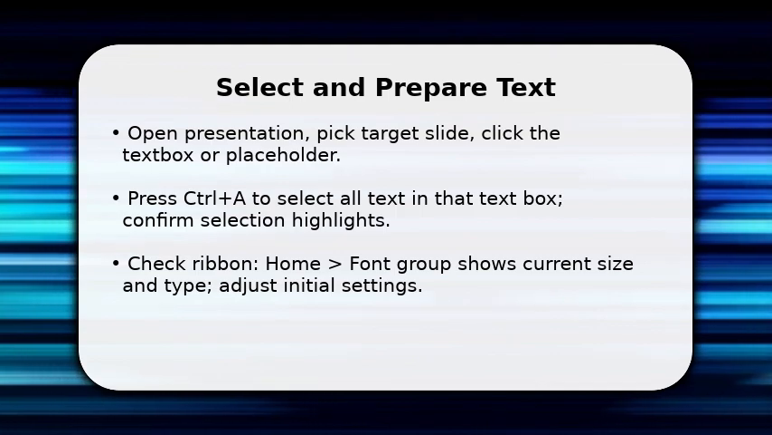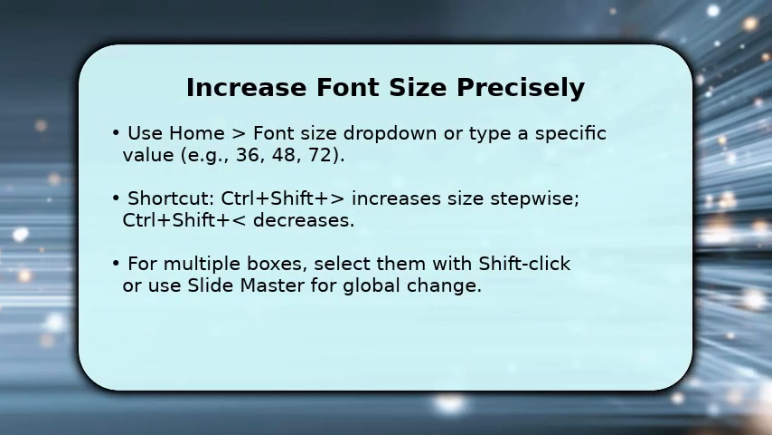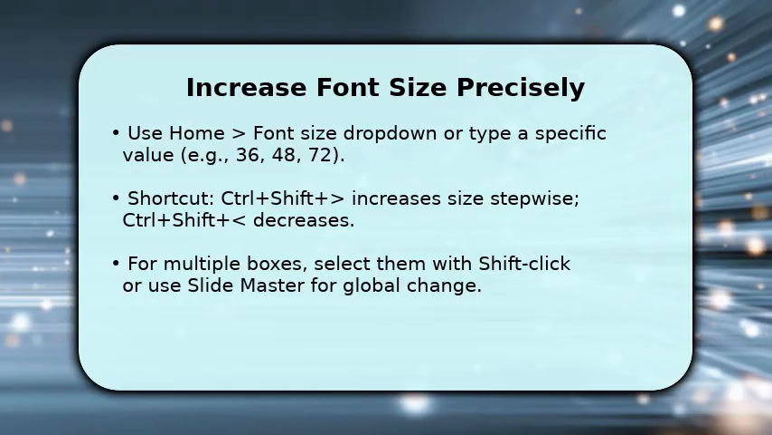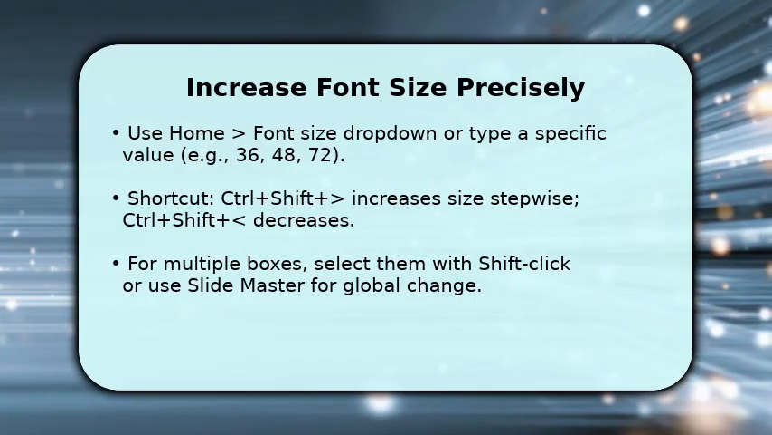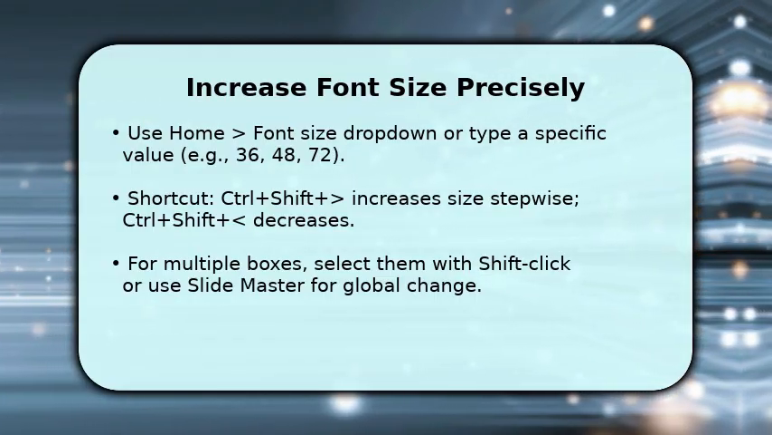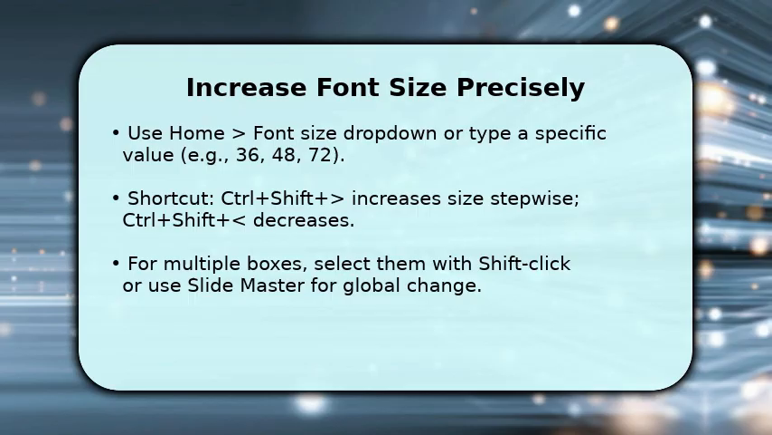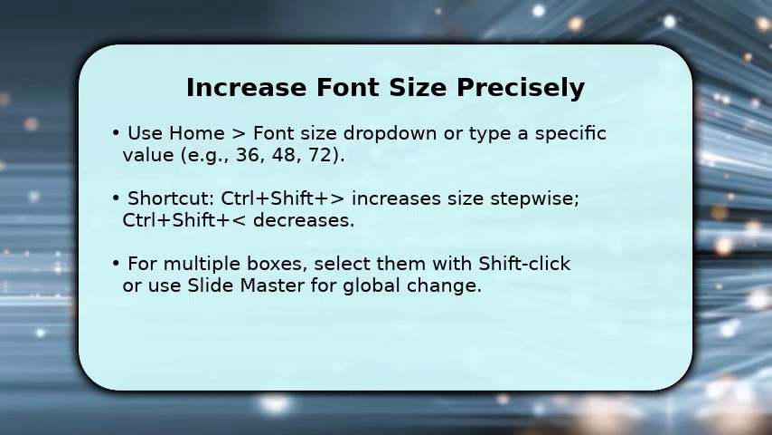Pick the font size drop-down and choose a numeric value like 36 or type 48 directly, because exact numbers give consistent results. Alternatively, use Ctrl+Shift+ to step sizes up if you want quick iteration. Use Ctrl+Shift+ to step down.